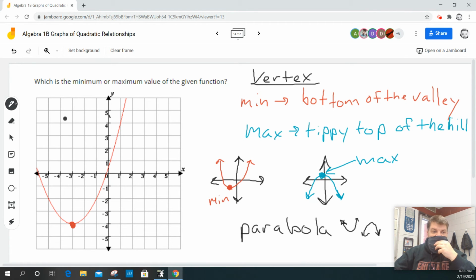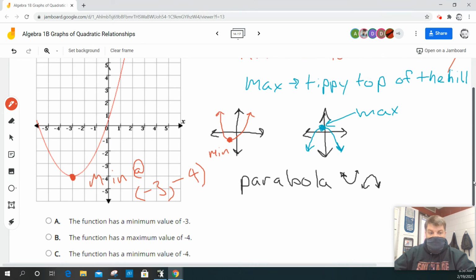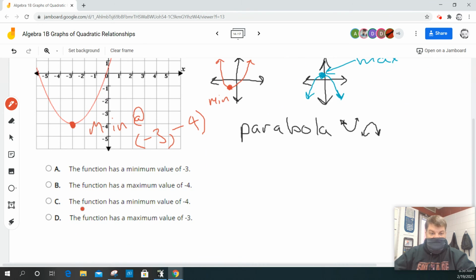So this one has a minimum at the point, what point is that? I'm going to go over 1, 2, 3, -3, comma, and then I go down to -4. So what does that mean? It has a minimum at -4.